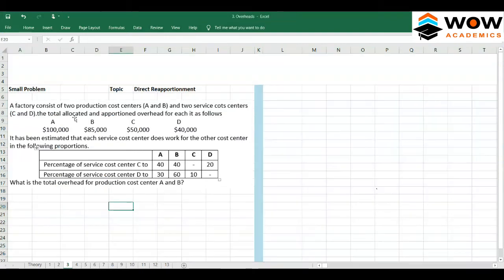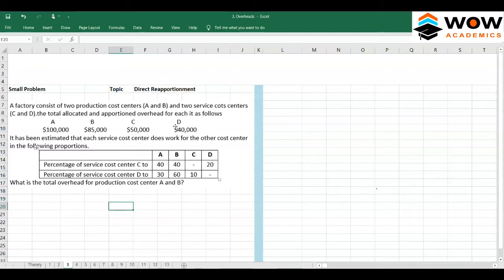So we'll read here. A factory consists of two production cost centers A and B and two service cost centers C and D. The total allocated and apportioned overhead for each is as follows. This is the primary overheads that we already calculated in the previous sum. This is what is directly given here. Based upon this, it has been estimated that each service cost center does work for the other cost centers in the following proportion. C and D are service centers.